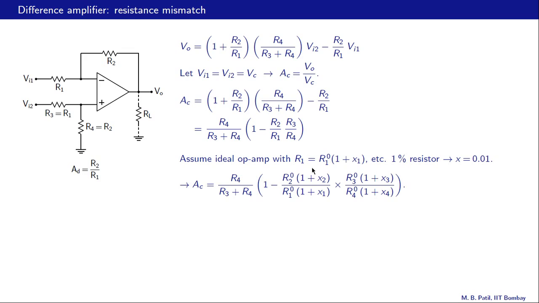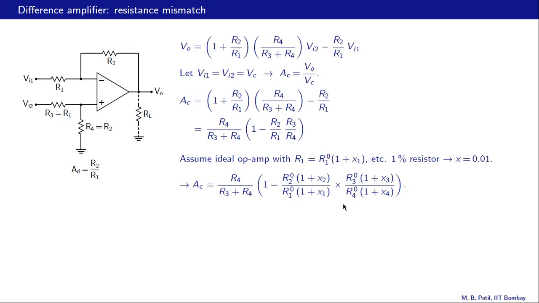So with this substitution now, our original expression for AC looks like this. And note that we have not really changed this prefactor. It is the same as before, and we will comment on that later. But in the bracket, we have replaced R2 with R20 times 1 plus x2, R3 with R30 times 1 plus x3, and so on. And our job now is to simplify this expression and arrive at AC in terms of x1, x2, x3, x4.